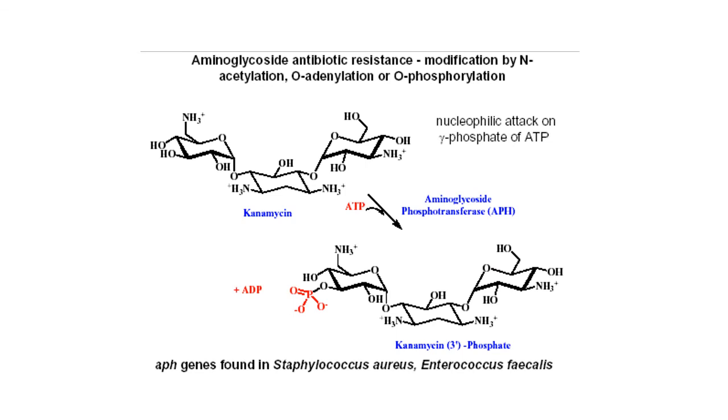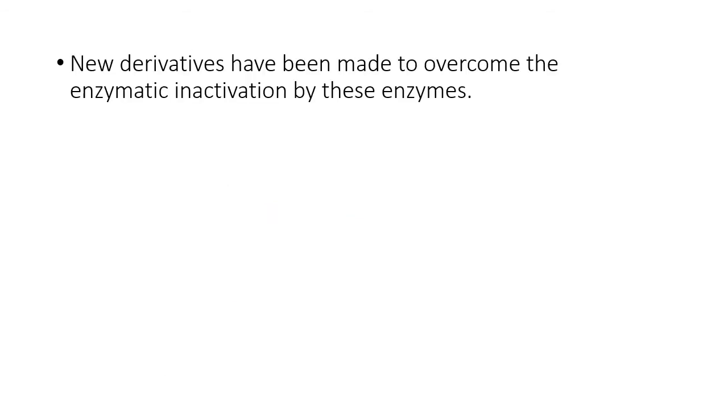Okay, and this slide pretty much shows the same thing. Now, the point is that the genes for this enzyme, the APH gene, which codes for APH, the aminoglycoside phosphotransferase, is found in Staphylococcus aureus, Enterococcus faecalis, and other bacteria. And of course, once you start using these drugs, you will end up creating selection pressure for bacteria which overexpress these enzymes. So you end up with resistance just by natural selection.